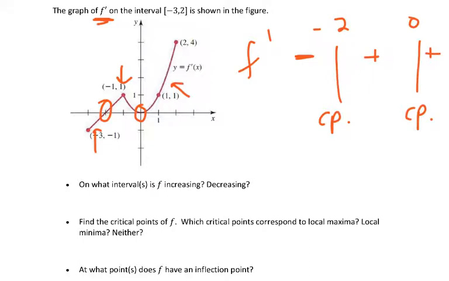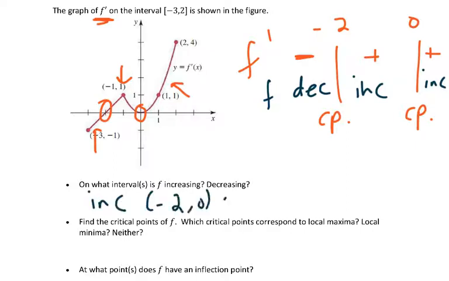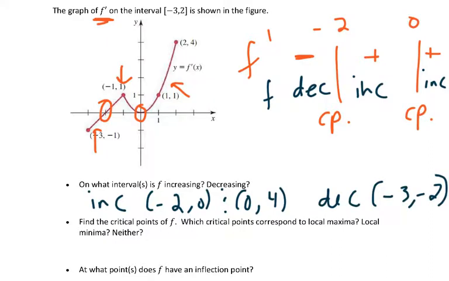So what that means is, if the derivative is negative, the function is decreasing. If the derivative is positive, the function is increasing. So we will say it's increasing from -2 to 0 and 0 to 4, because I'm stopping at 4. And then it's decreasing from -3 to -2.